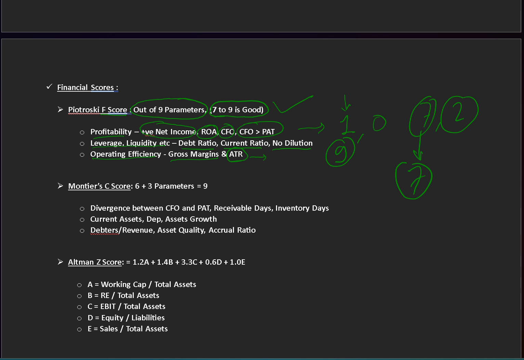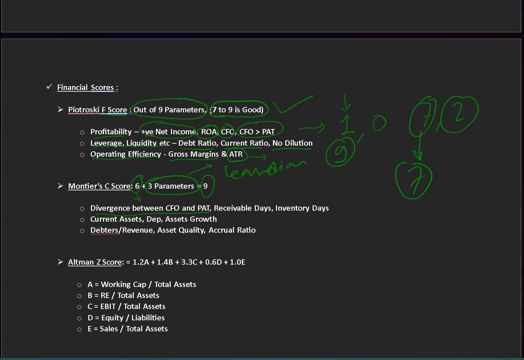Now, after that, second is the Montier C score. Originally, the C score had 6 parameters. Later on, 3 more parameters were added, to make it a total of 9 parameters. These 3 additional parameters were added by a leading research firm which thought that 6 parameters are not sufficient. So let's add 3 more. So what are these parameters? Divergence between CFO and PAT. This is the first parameter. Okay.